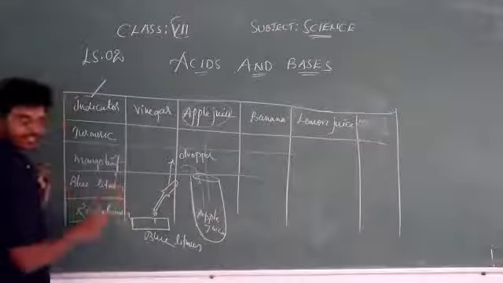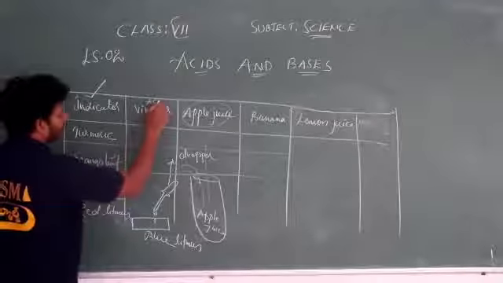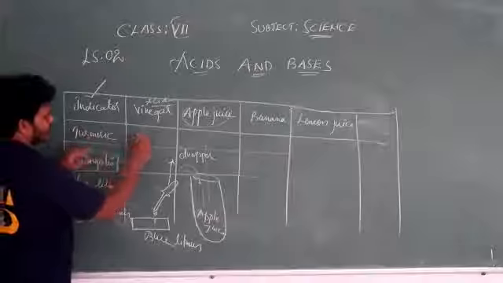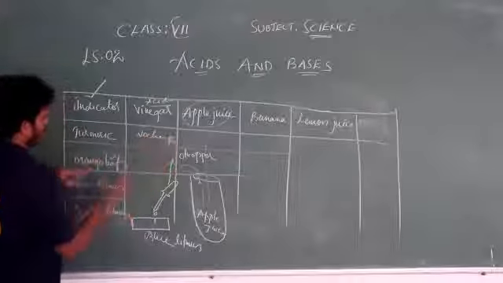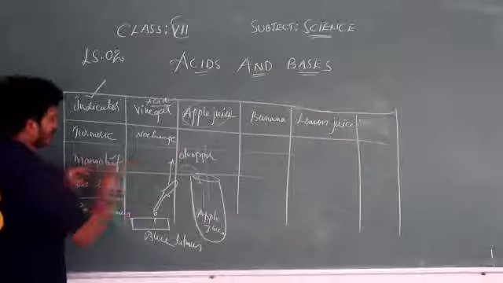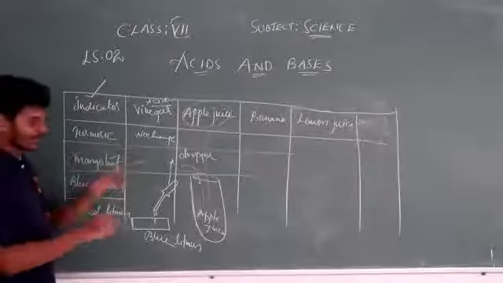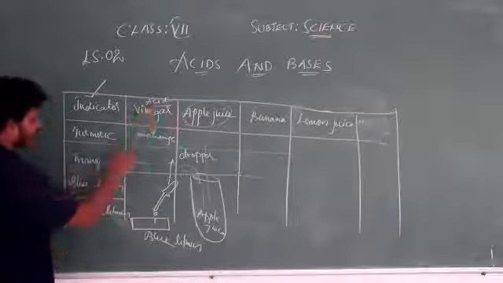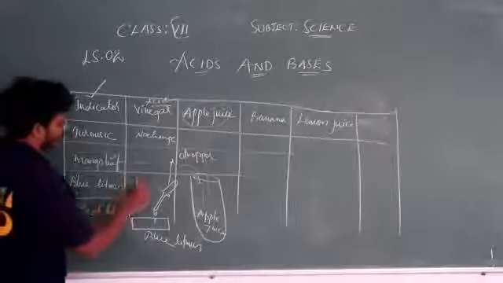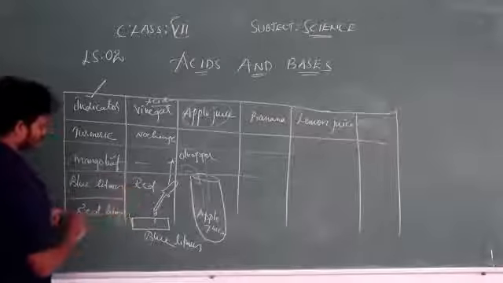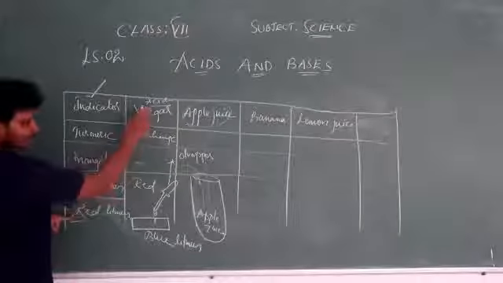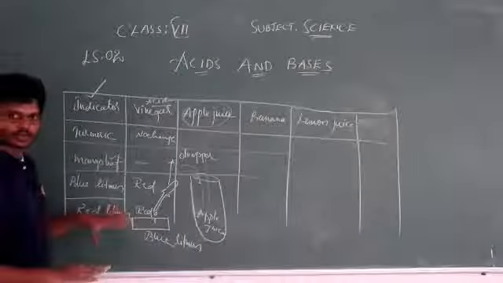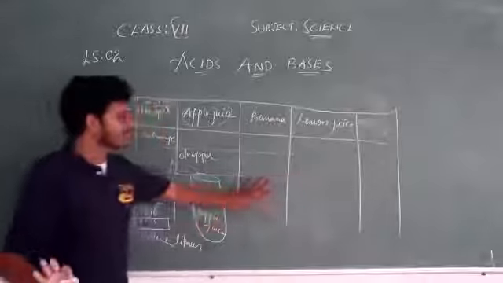For example, vinegar is acidic in nature. With turmeric, it shows no change. Whereas mango leaf is neutral, we observe no change. Blue litmus paper, since it is acidic, changes color from blue to red. And red litmus paper, since it is acid, remains red only. It shows no change. That's what we observe in this tabular form.